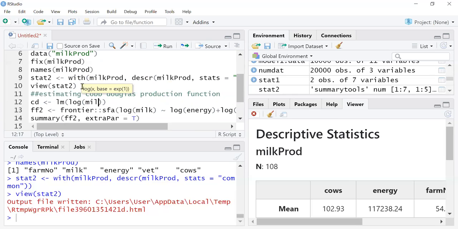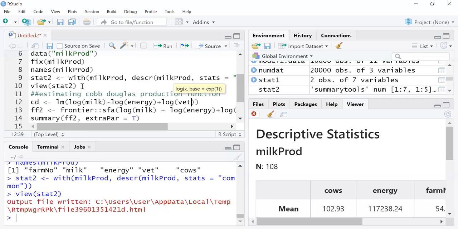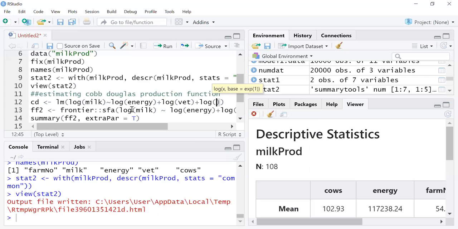Milk is our dependent variable as a function of what are our independent variables. We have log energy plus log vet, then plus log cow. Yeah, cows.